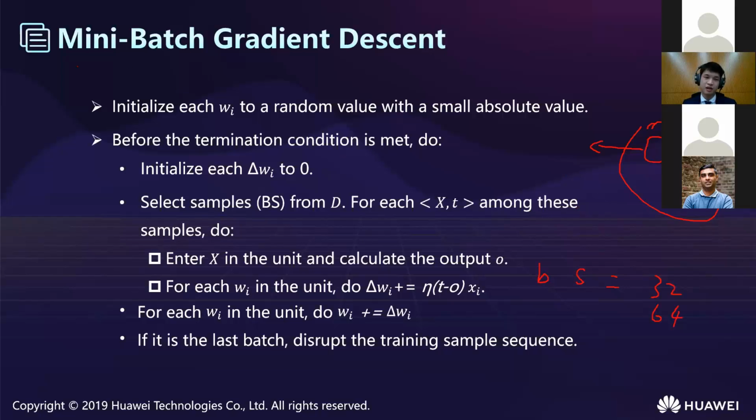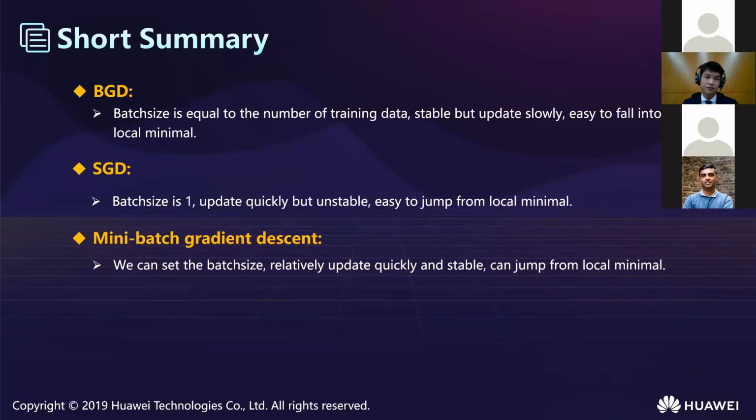Okay, so we always use the mini batch gradient descent when we train the neural network. For example, in the last experiment, the default batch size is 32. So we input 32 images and train the network. Okay, and then we have a short summary.